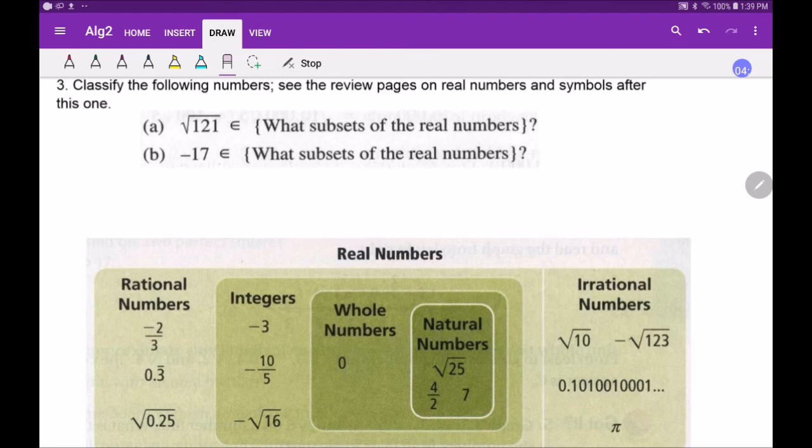How many does 121, the square root of 121, how many does that qualify for? Just list them out.